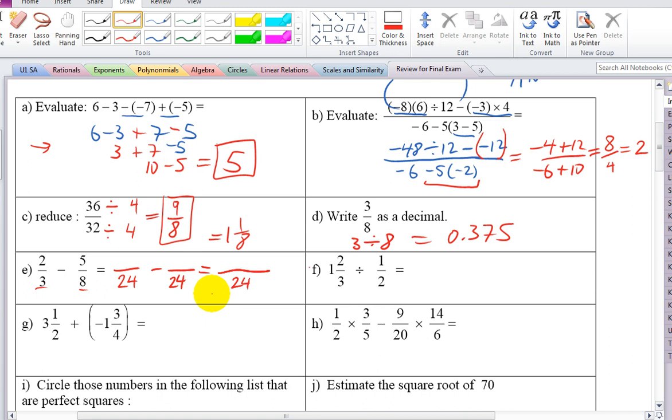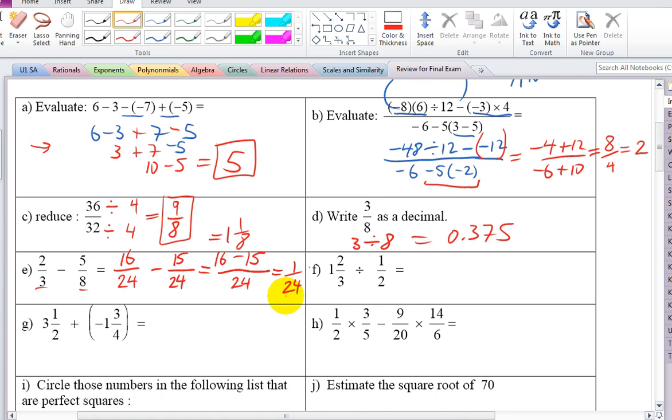So when you change your fractions, multiply this by 8. Multiply this one by 3. And so you get 16 minus 15 up top. I write it this way specifically so you guys remember that you're just subtracting the top numbers. The bottom does not change. Okay.